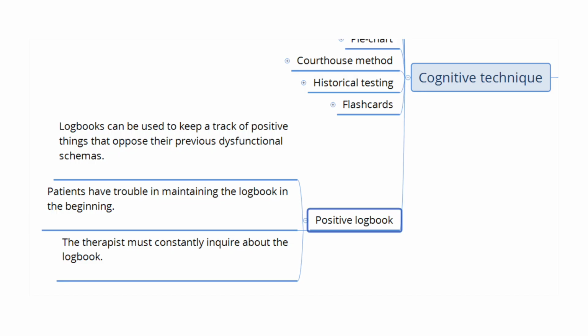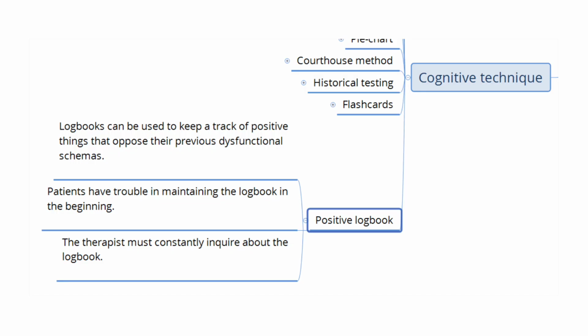BPD patients have a tendency to relapse into their old and dysfunctional schemas. Therefore, the patients use logbooks to keep track of experiences that oppose their old schemas and support the new ones. In the beginning, it is difficult for the patients to think of positive things. They forget to include small daily situations, such as cooking a nice meal or spending an hour at the gym, despite the fact that these contribute to a positive self-image. They have a perception that they can only write achievements like getting a new job.